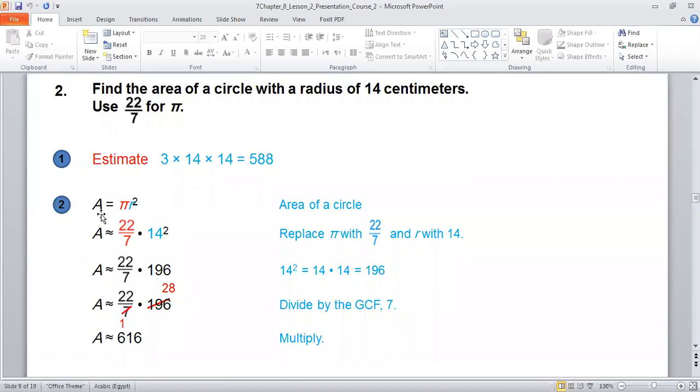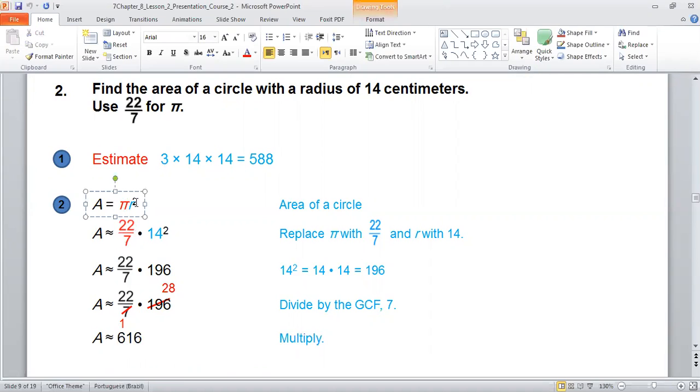So for the area, we will remove pi and put the red number 22 over 7, because he said pi in this example is equal to 22 over 7. And I will remove r and put 14. Okay, Muhammad? This is 14 squared. We will multiply 22 over 7 times 196.